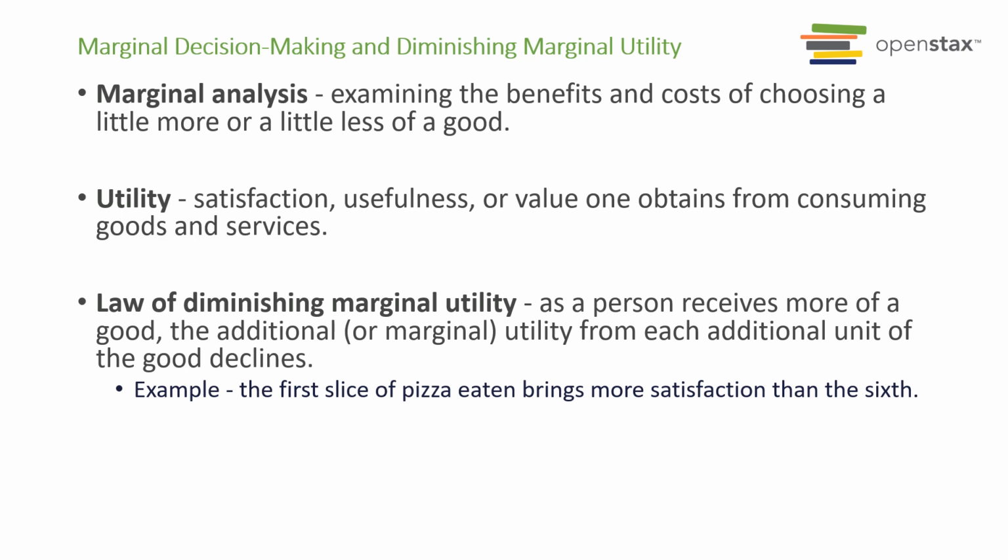So the definition says, as a person receives more of a good, the additional utility from each additional unit of the good declines. So what it says is that if you keep consuming the same good, the additional happiness from the additional consumption becomes less and less. So imagine that you are very, very thirsty. You go to HEB, you buy a can of Coke, you drink it, right? You feel much better. So your happiness for that first can of Coke is very, very high.